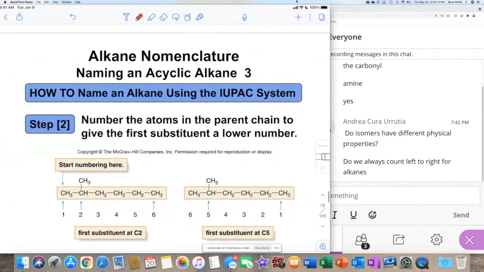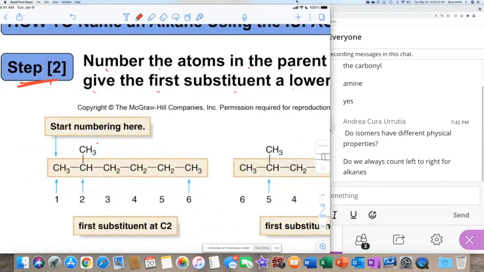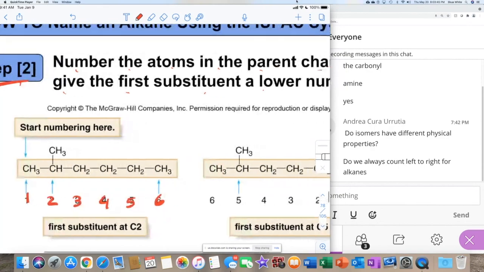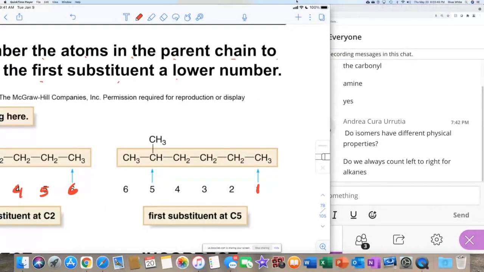Okay. Step 2: number the carbons in the parent chain to give the first substituent a lower number. Our goal when we're describing the location of CH3 is to give it the smallest number possible. So for that reason, we must number this from left to right, carbon 1, 2, 3, 4, 5, 6. So we say there is a CH3 group attached to carbon 2, versus had we flipped it and numbered from the other side, we'd say there's a CH3 group attached to carbon 5.